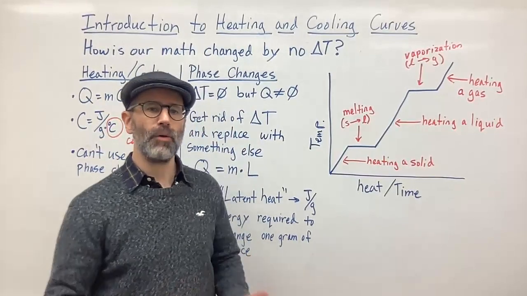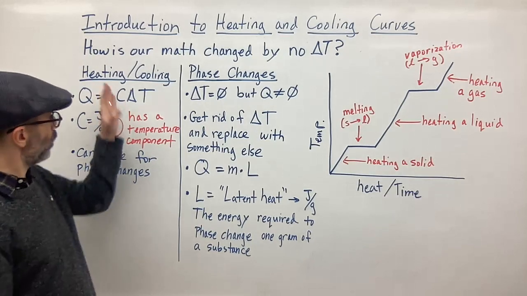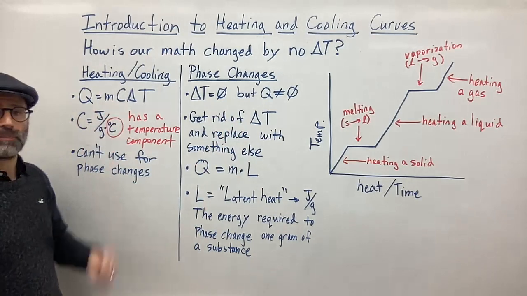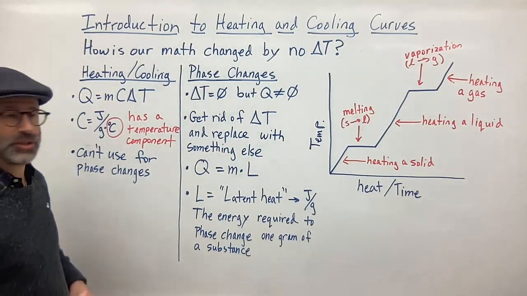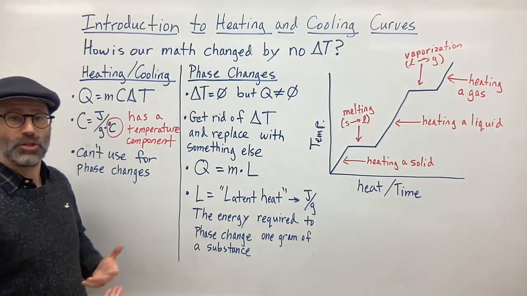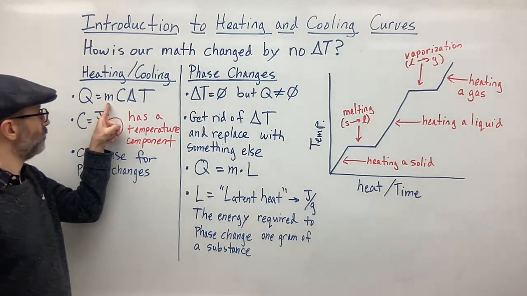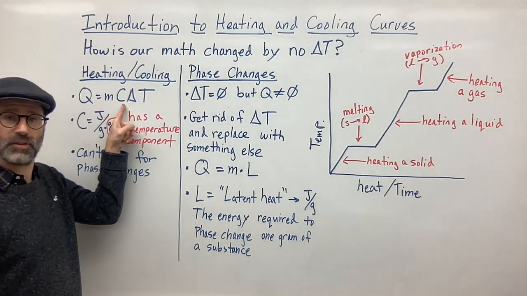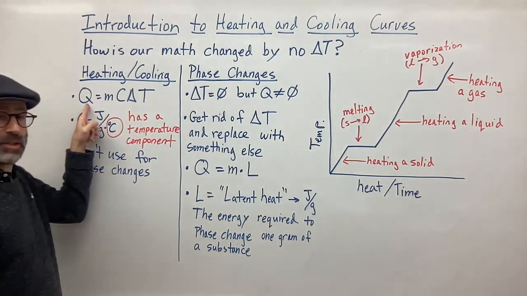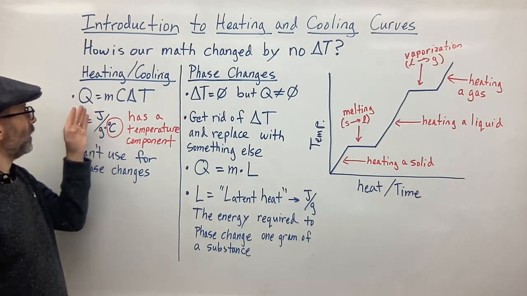Okay, so how has our math changed? Let's look at heating and cooling parts of the graph versus phase changes. As I mentioned before, if you have a temperature change, that means the energy being put in is to speed up the molecules. So you can use Q equals the mass of the substance times the specific heat of the substance multiplied by the temperature change. Remember, this is the quantity of heat absorbed or released by the substance. So we can use this equation.